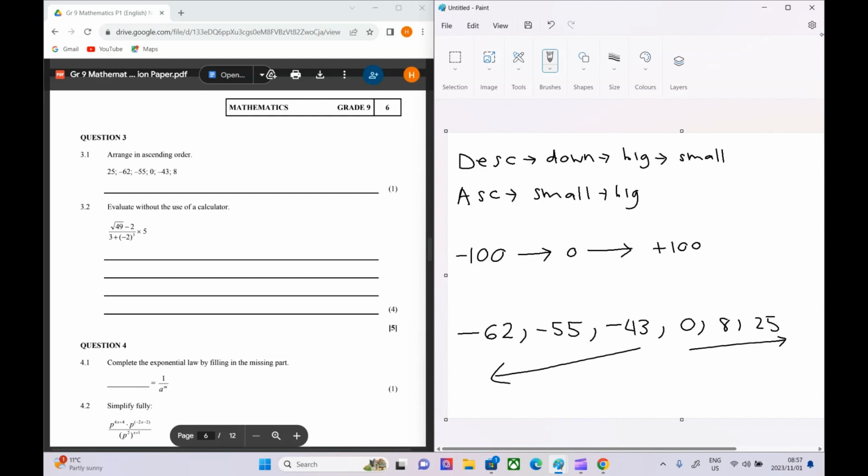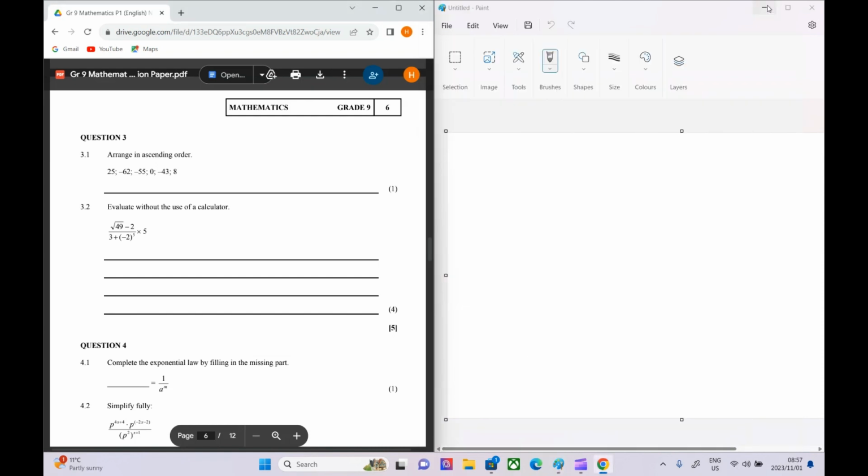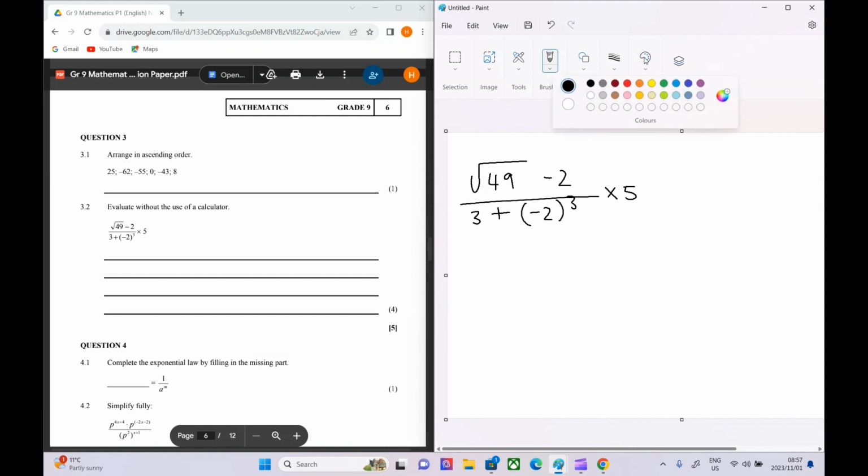Then if we look at 3.2, we've got evaluate without the use of a calculator. This is very much like we did, I think, in question 1 in a previous video. Let's get this written out. We've got root 49 minus 2, and then at the bottom, we've got 3 add minus 2 cubed, times 5. When we get a question like this, we just go step by step, break it down, do what we can, and then it will get simpler.